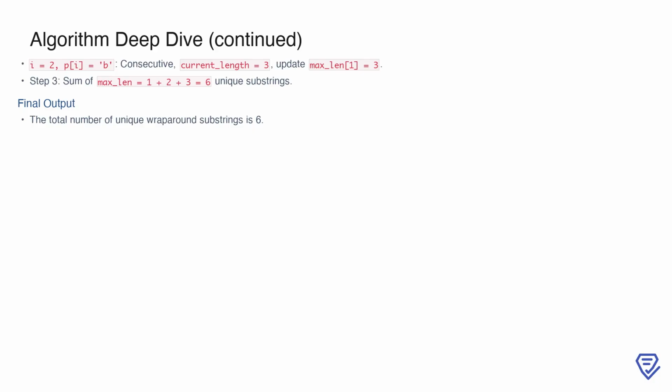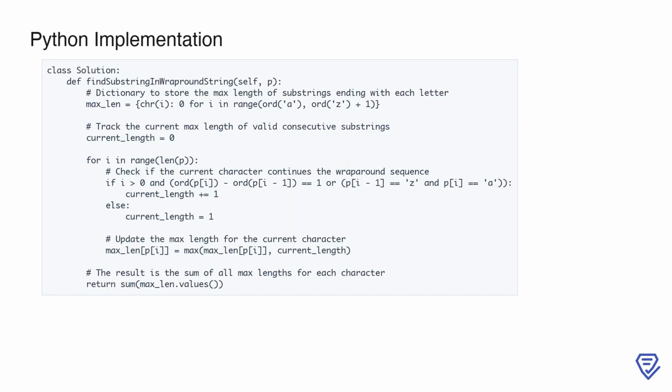By focusing only on the longest substrings for each character, our algorithm efficiently calculates the result without redundant computations, ensuring both correctness and optimal performance. The solution to LeetCode problem number 467, Unique Substrings in Wraparound String, is implemented in the above Python code. Here's how it works. We aim to determine the number of unique non-empty substrings of the given string p that also exist in an infinite wraparound string, a continuous cyclic sequence of the English alphabet.